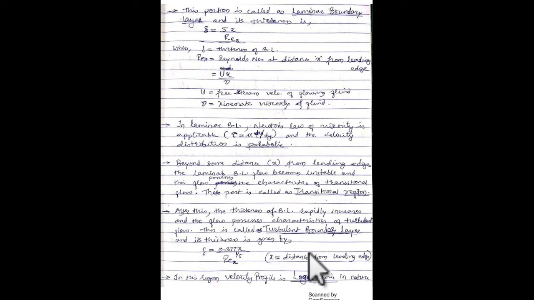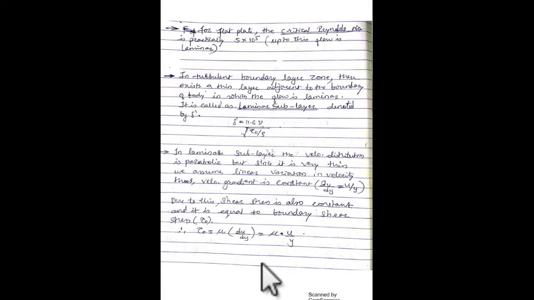Similarly, for the laminar boundary layer, we also have the turbulent boundary layer thickness, and it is given by 0.377x upon Rex to the power 1/5. So these are the formulas for the thicknesses of the laminar boundary layer, turbulent boundary layer, and laminar sublayer. We can see over here the formula for the laminar sublayer, del dash.